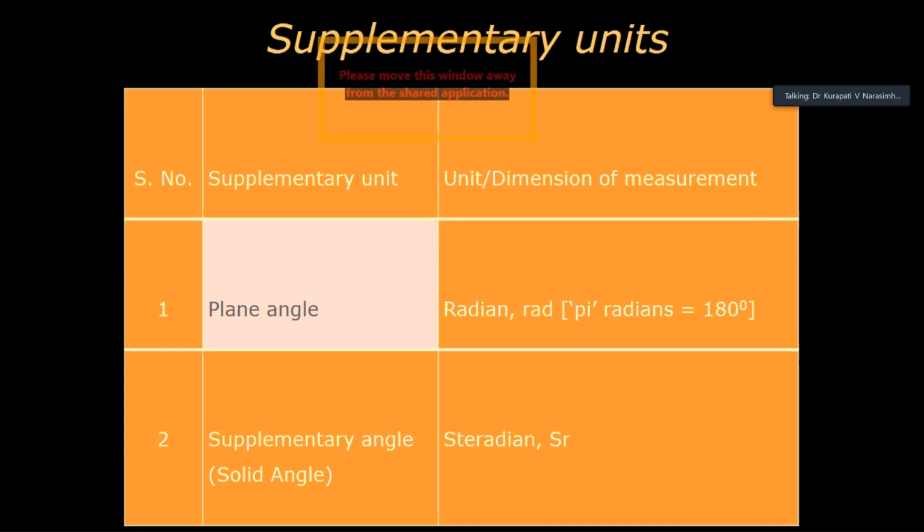Another one is supplementary angle or solid angle, which is measured in steradians. This comes in three-dimensional trigonometry, which again you don't require much.